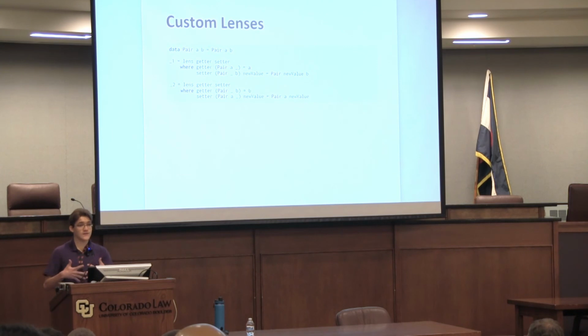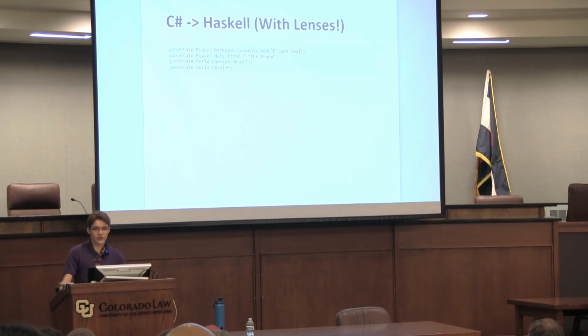They package up a getter and a setter for us, and boom, if you can give those to me, I can give you back a lens. I've named these lenses _1 and _2 to mimic the names in the lens package for the first and second items of built-in tuples, and we're going to see those in action later. So now for the fun part. Let's see how we would write each line of this earlier C# example using lenses.